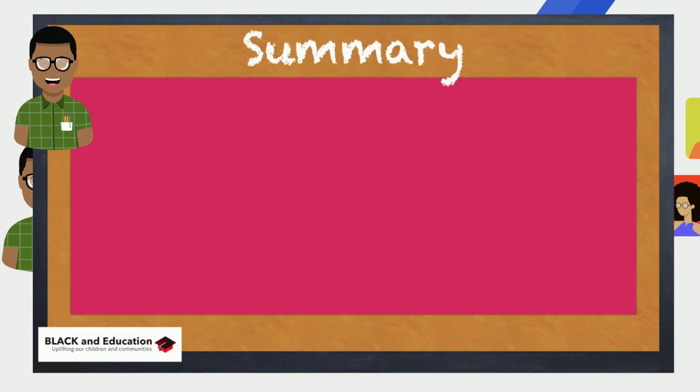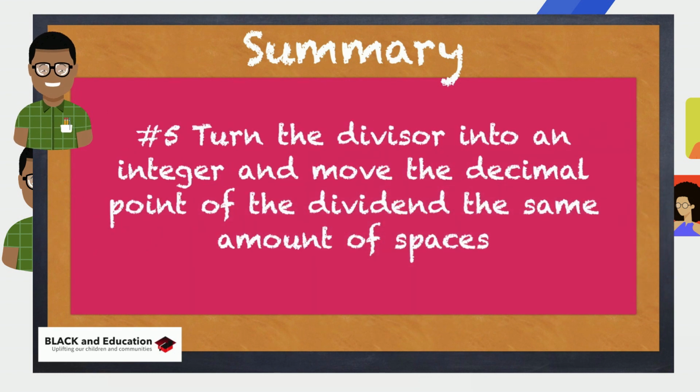And then when it comes to division, all you have to do is change that divisor into an integer and move it over to the right so it's an integer, and move the same number of spaces in your dividend. That's all you need to do. That's how you work with decimals.